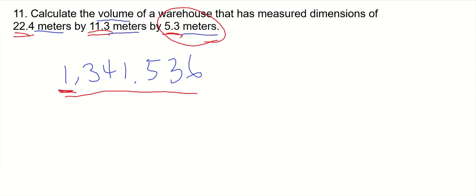All right, from left to right, the 1 and the 3 are the only digits we keep. Now we peek at one more to see if our last digit rounds up or stays the same, and it's going to stay the same. So it's 1,300. Meters times meters times meters is meters cubed.